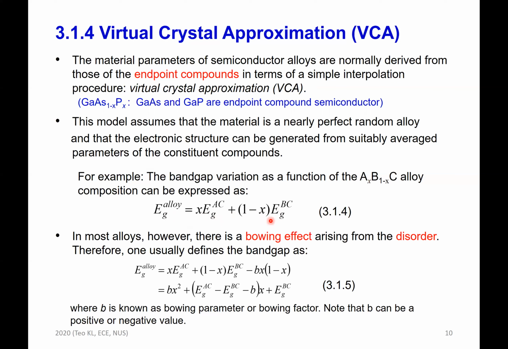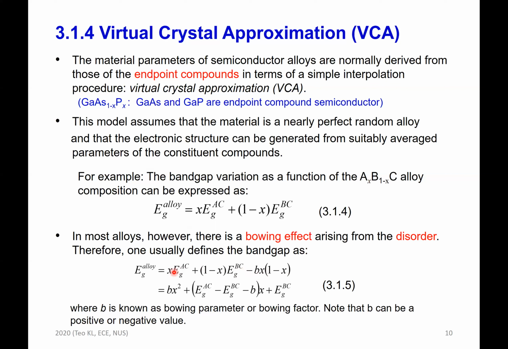And there's a bowing effect that arises from the disordering in the semiconductor. Disordering can be due to lattice defect or even impurity, okay? And therefore, one usually defines the band gap as a second order polynomial equation. So x times band gap of aluminum arsenide plus 1 minus x times gallium arsenide minus b x bracket 1 minus x.